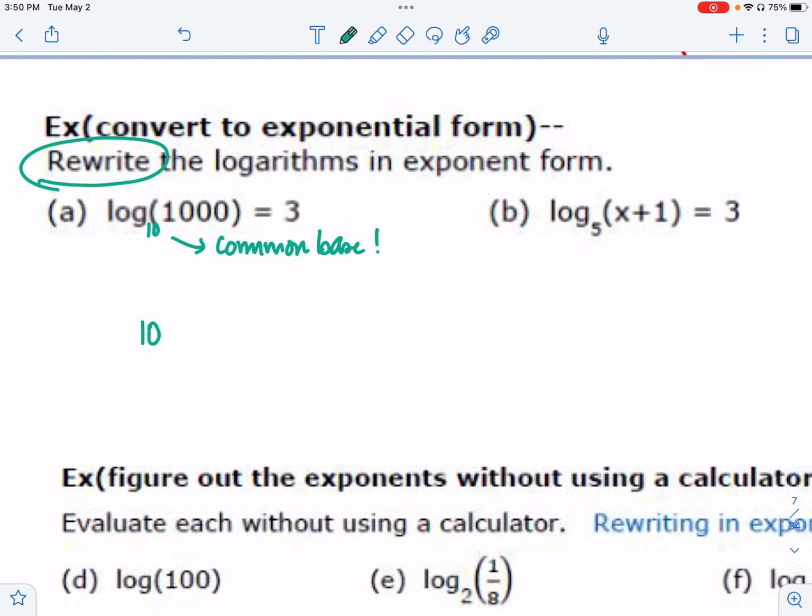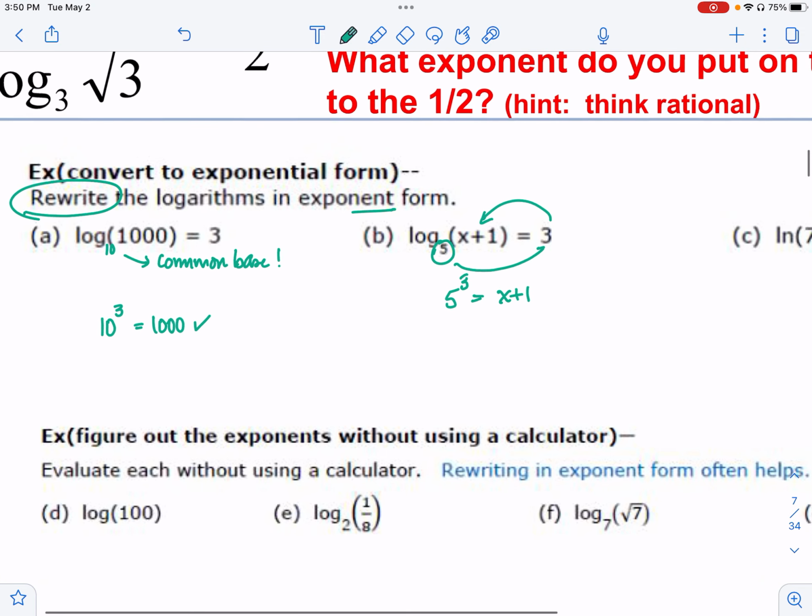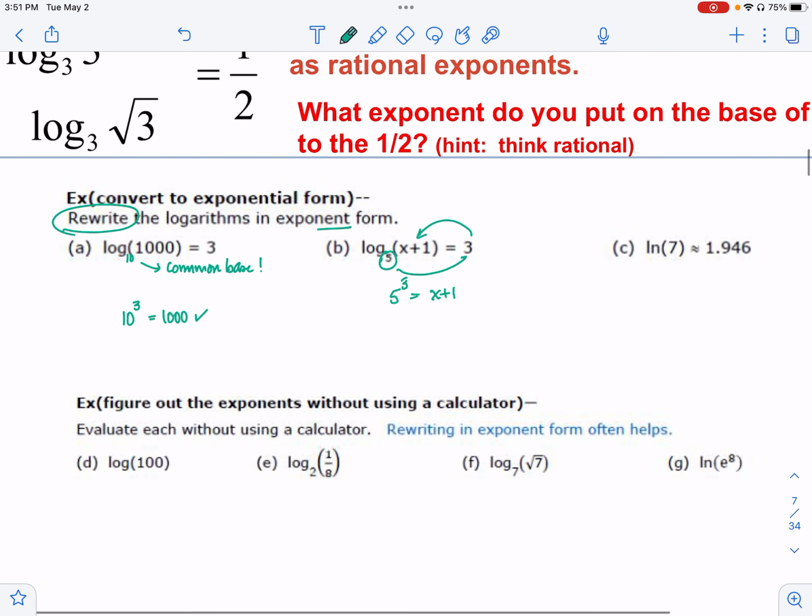So this question is saying 10 to the third power must equal 1000, and I have converted it to exponent form. This question clearly has base 5 raised to the power of 3 must equal the value of the log, which is x plus 1. Now I can solve this and find x, but the question did not ask me to find it. They just want me to rewrite it.